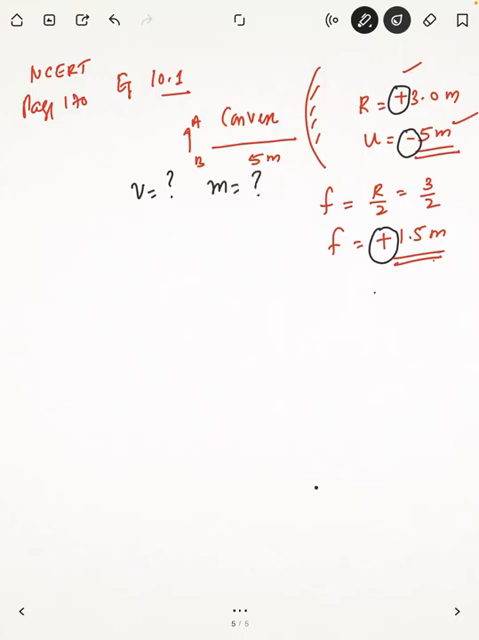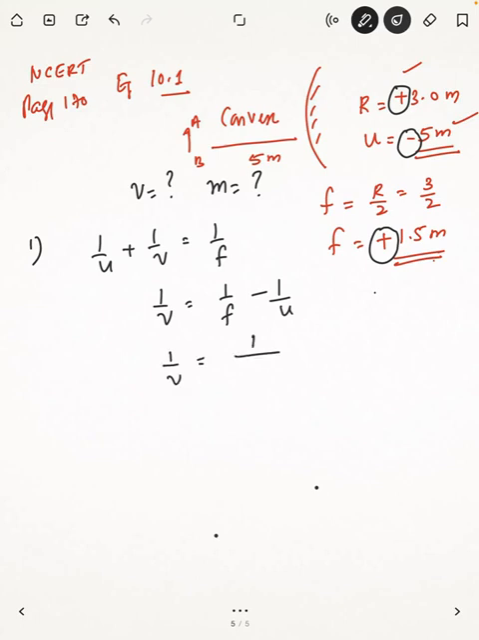So first we use the mirror formula, 1 by u plus 1 by v is equal to 1 by f. So 1 by v is equal to 1 by f minus 1 by u. Substitute the values: 1 upon f, f is positive, 1.5, minus 1 upon u. The value of u is minus 5, so you have to put the sign here also.